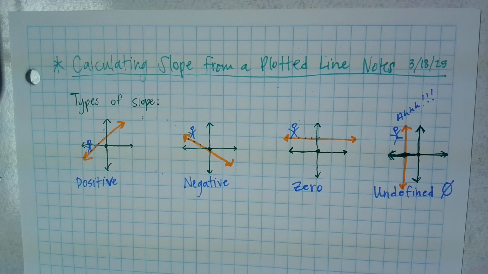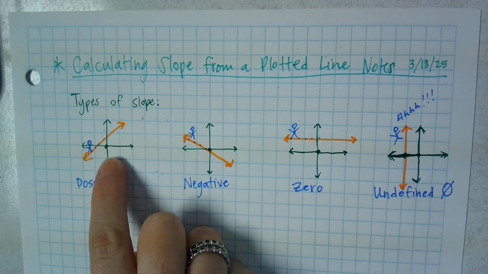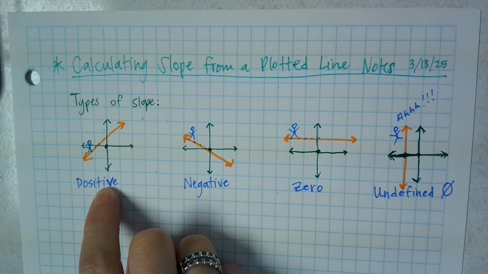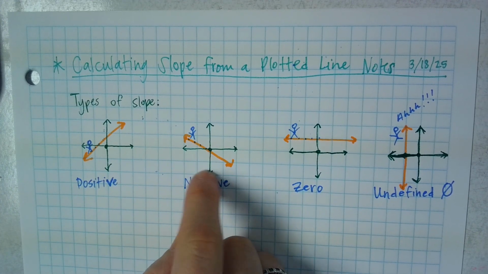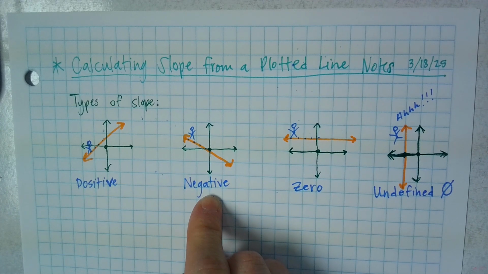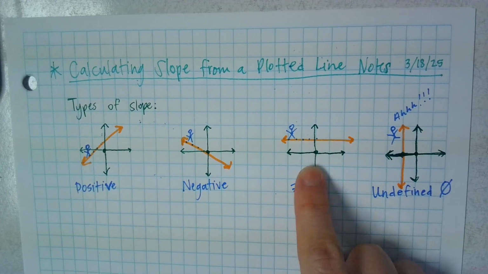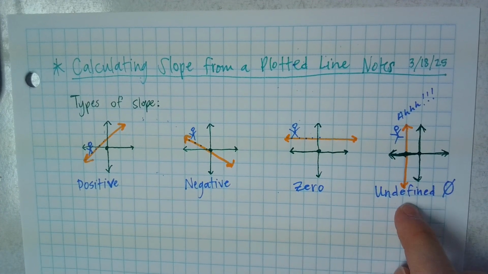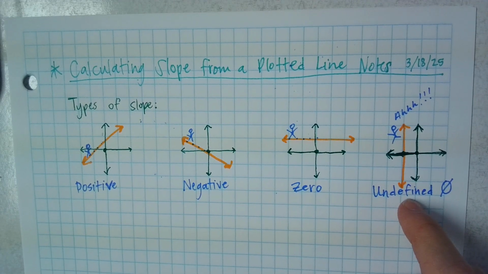So that's the types of slope, which means when I start actually putting numbers to this stuff, when I calculate this slope, I'm going to get a positive number. When I calculate this slope, I'm going to get a negative number. When I calculate this slope, I'm going to get a 0. And then when I calculate this, I should get something really wonky that's impossible. It's going to be undefined.